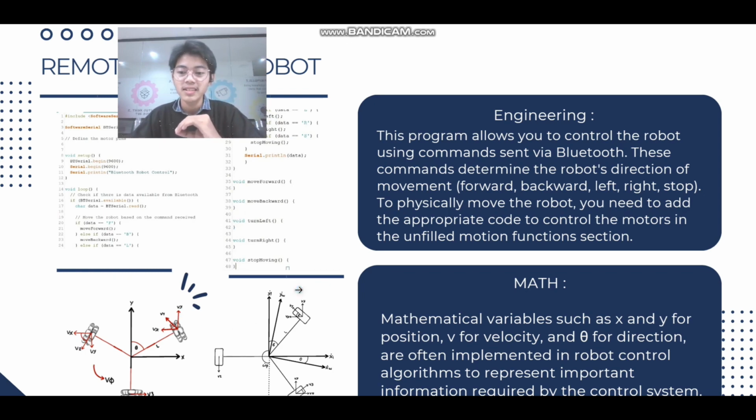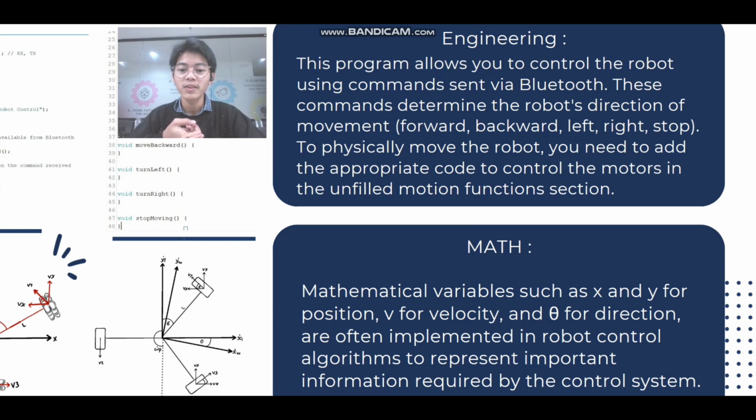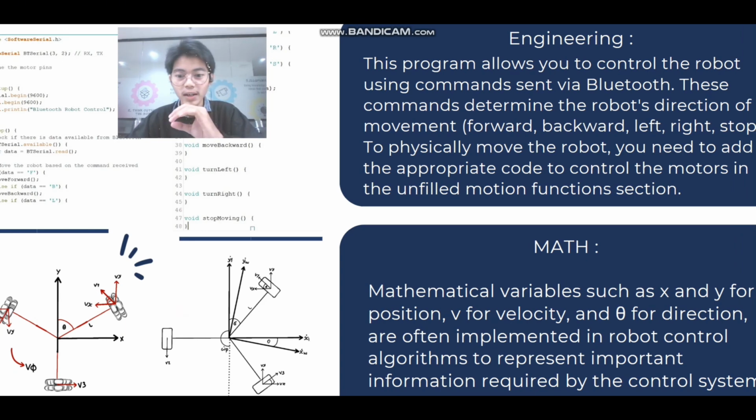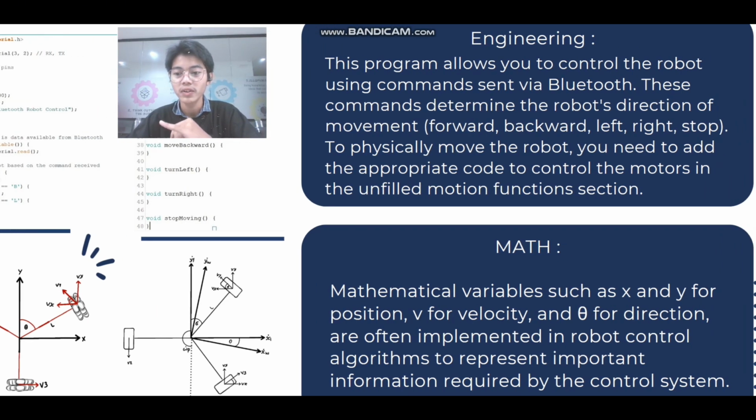The last is mathematics. Mathematical variables such as x and y for position, v for velocity, and theta for direction are often implemented in robot control algorithms to represent important information required by the robot control. You can see this in the picture.